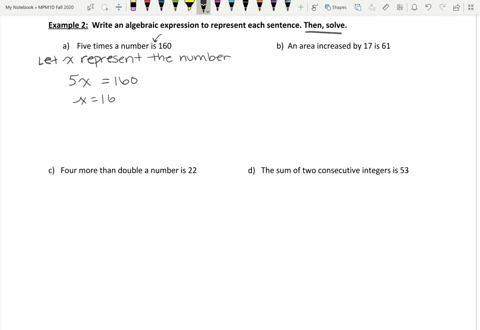So I'm going to solve for x. B, an area increased by 17 is 61. So let A represent the area. You can use any variable you want. This is just what I'm using, but you can pick another one if you want. So is 61, okay, an area increased by 17. Okay, so now I'm going to solve.